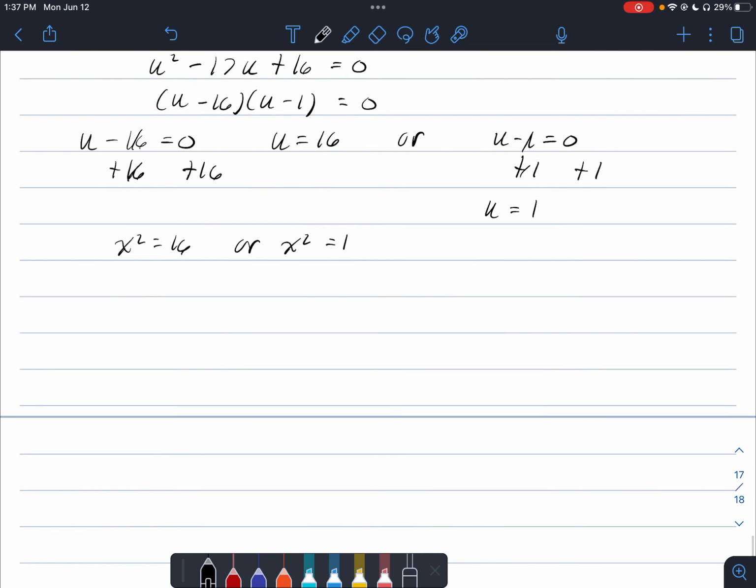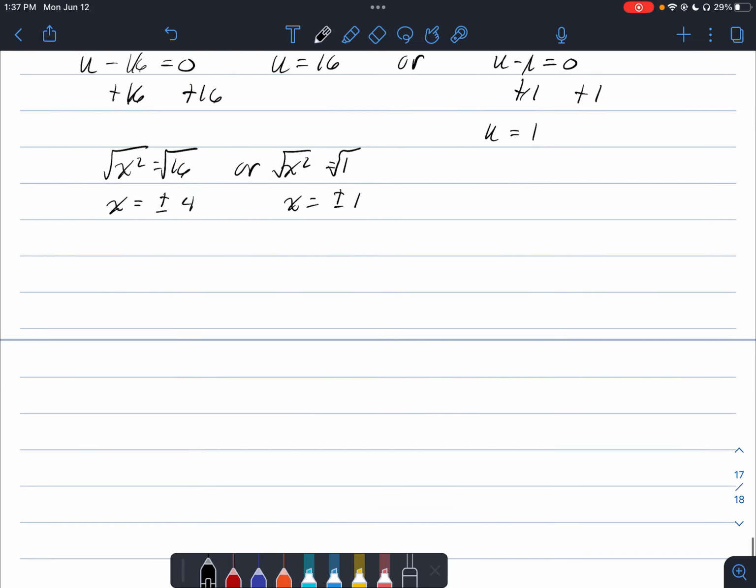Okay? Here we can just take the square root of both sides, and we get x is equal to plus or minus 4. And then here we can take the square root of both sides, and we'll get x is equal to plus or minus 1. So our actual final solution should have 4 possible solutions. So we have x is equal to 4, negative 4, 1, or negative 1. All 4 of these are valid solutions.